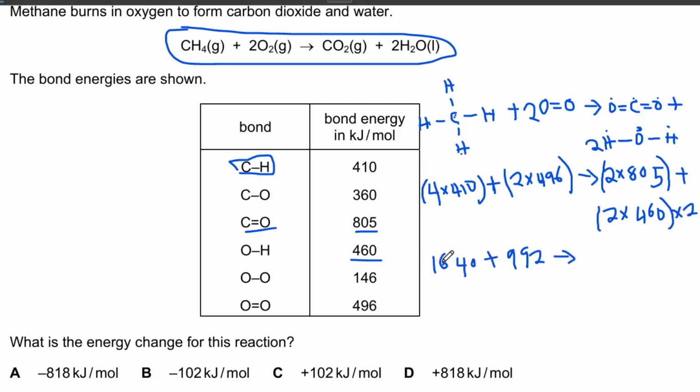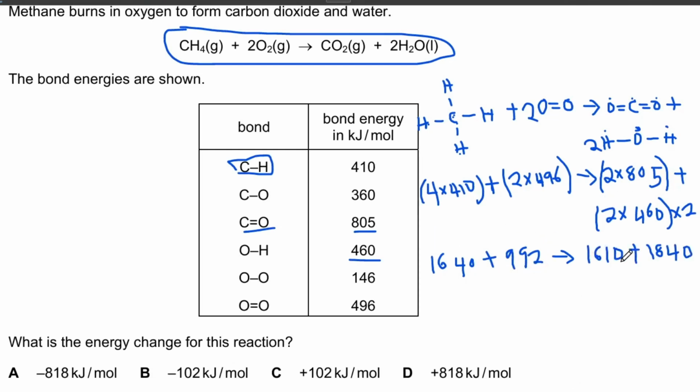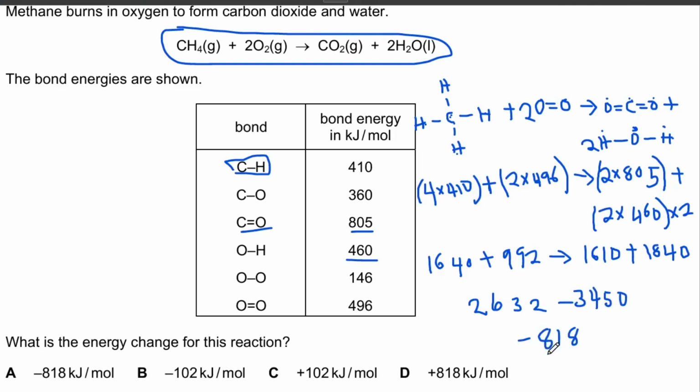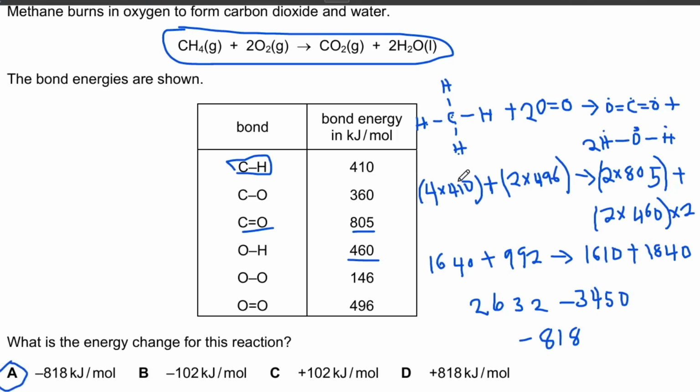So this is 1640 plus 992, that's for the reactant. So let's go to the product. 1610 plus 1840. So we add this, and then we subtract them. So it's going to be 2632 minus 3450, which is going to be equal to minus 818. So therefore, our answer is A. So this is how you calculate the energy change for this type of reaction.